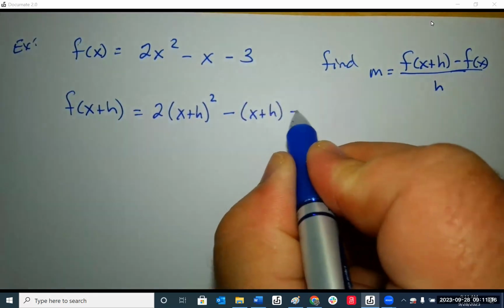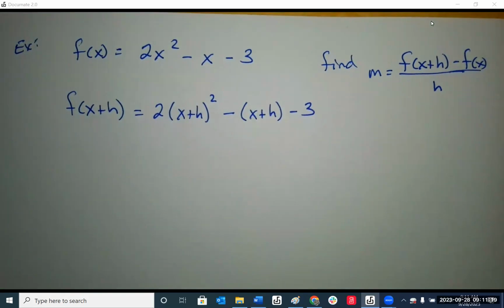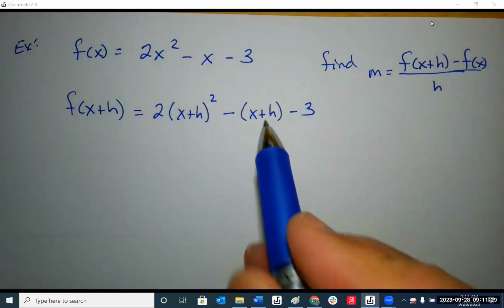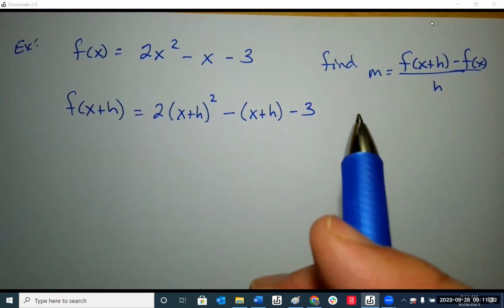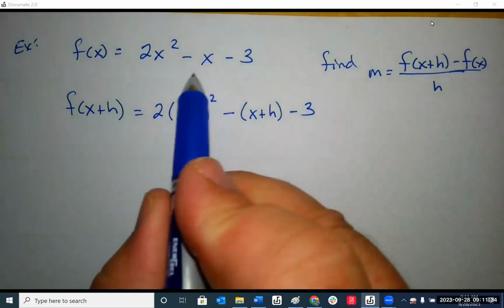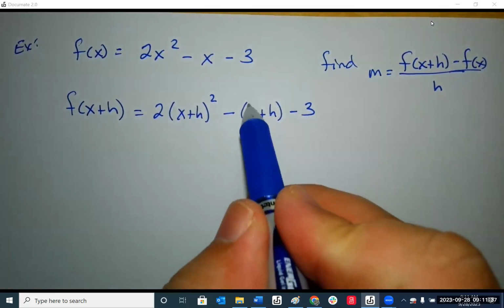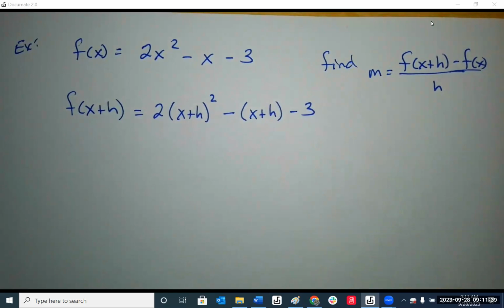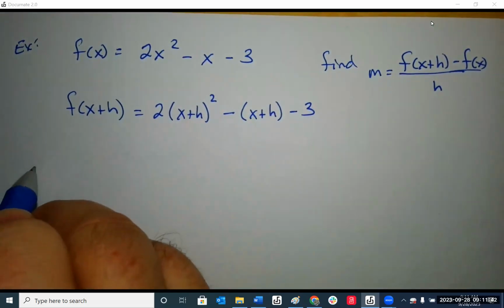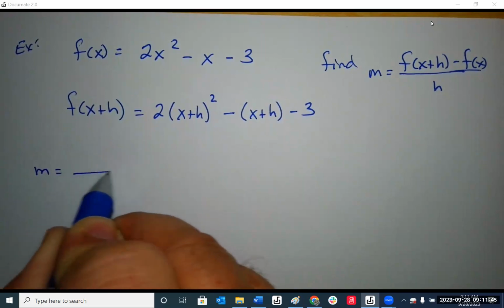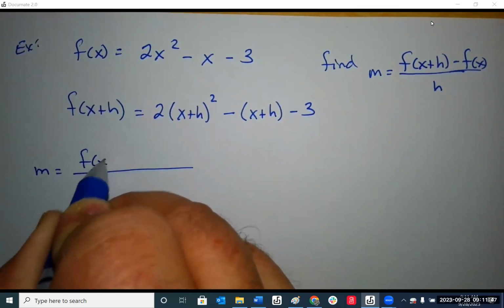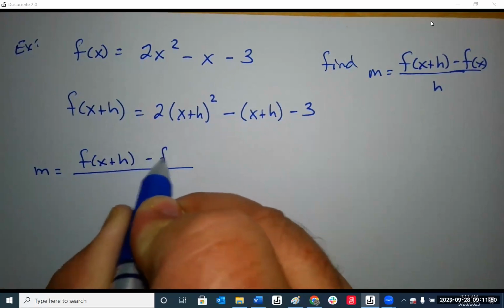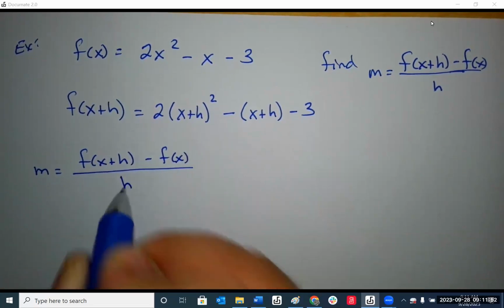I have to put it in parentheses. That's the first hurdle, because that's where the first mess up happens. If you forget the parentheses here or here, your answer is going to be wrong. Because this negative is in front of the x, so when I put the plus h, I have to put it in parentheses because that's one equation, one number. Second step. Put it in this equation.